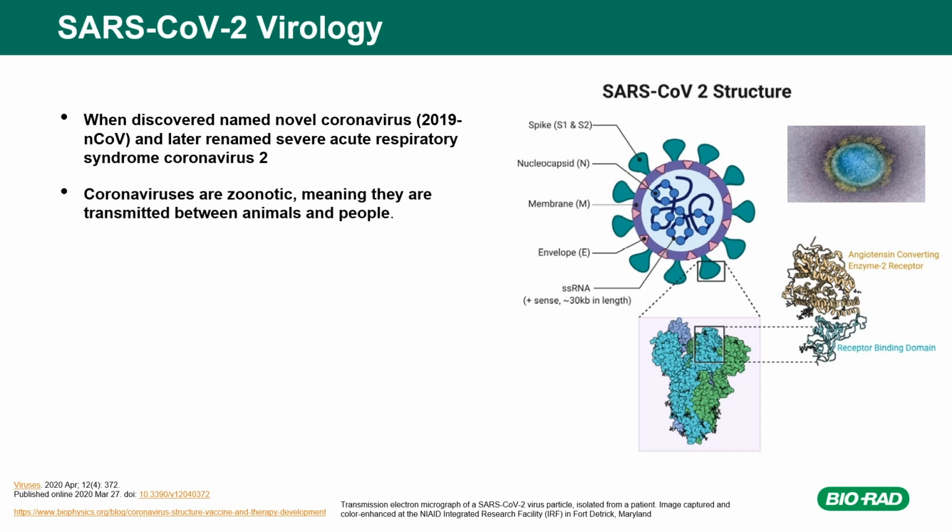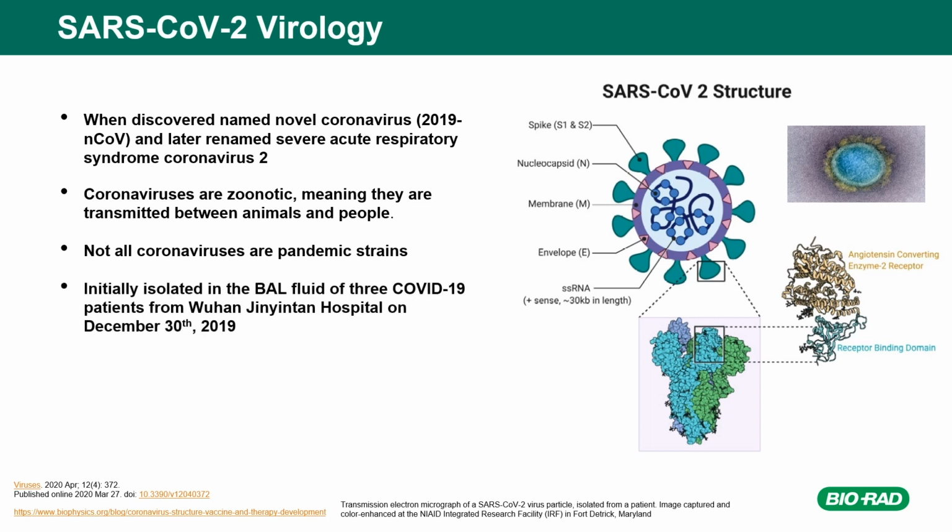Coronaviruses are zoonotic, meaning they are transmitted between animals and people. Mammals may serve as intermediate hosts, facilitating recombination and mutation events with expansion of genetic diversity. Not all coronaviruses are pandemic strains. 4 common human coronaviruses are responsible for approximately 5 to 10% of all upper respiratory and lower respiratory tract infections. 2 previous outbreaks have occurred from coronaviruses. This includes the Severe Acute Respiratory Syndrome, SARS-CoV, in 2002 in China, and the Middle East Respiratory Syndrome, MERS-CoV, that happened in 2012 in Saudi Arabia. SARS-CoV-2 was initially isolated in the BAL fluid of 3 COVID-19 patients from the Wuhan area of China in December of 2019.